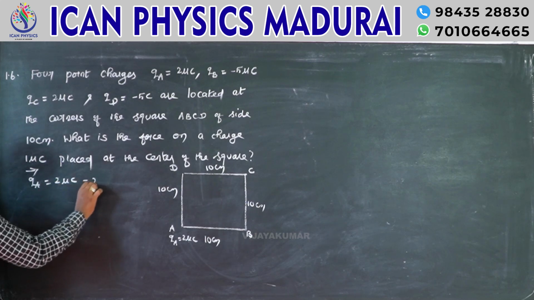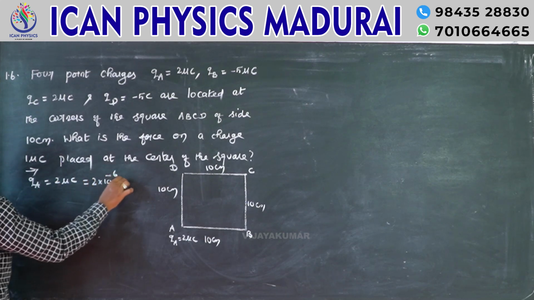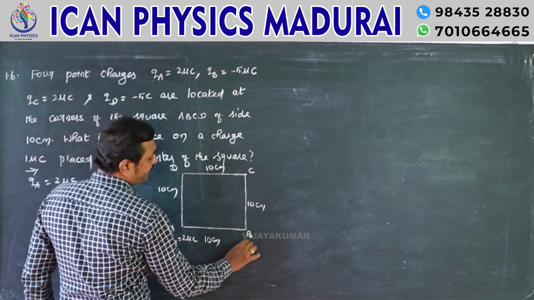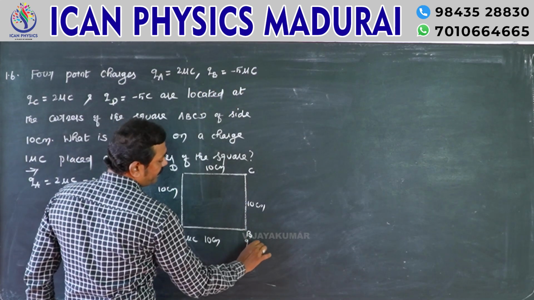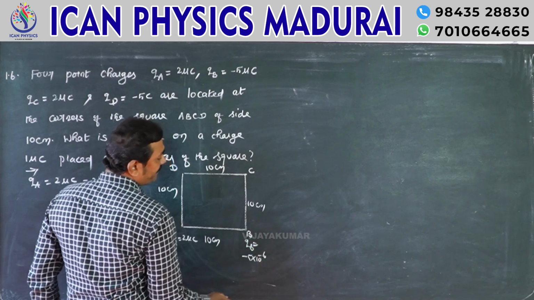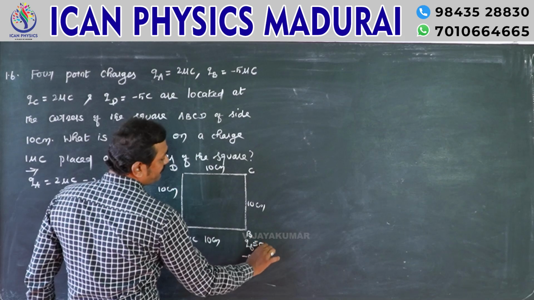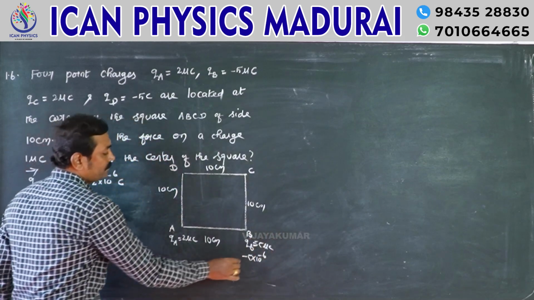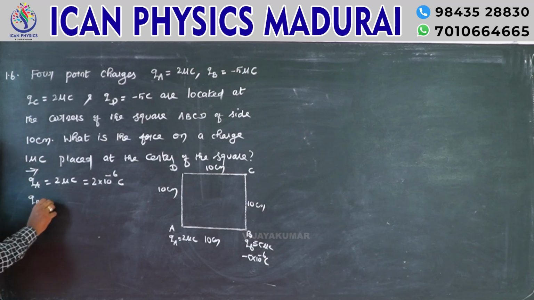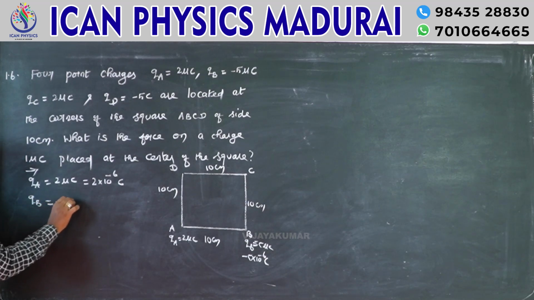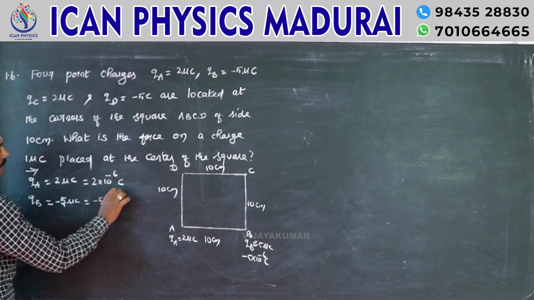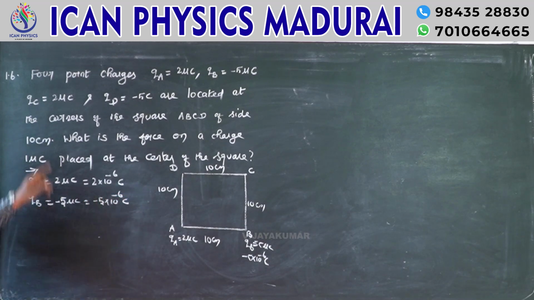Convert the microcoulomb into coulomb. So 2 into 10 to the power minus 6 coulomb. QB is a charge of minus 5 microcoulomb, so QB equal to minus 5 into 10 to the power minus 6 coulomb.